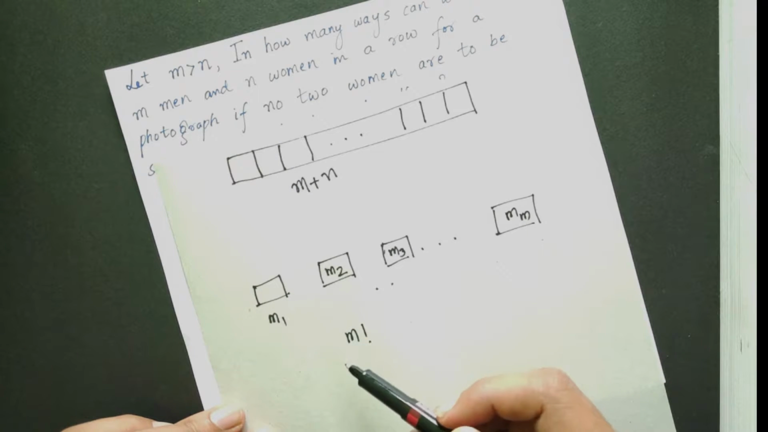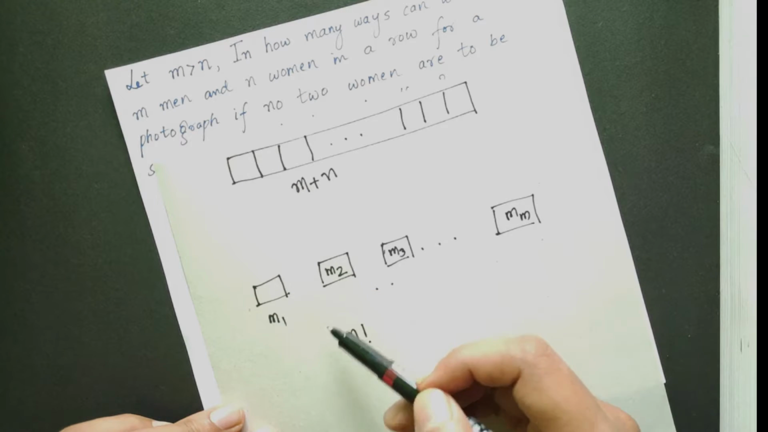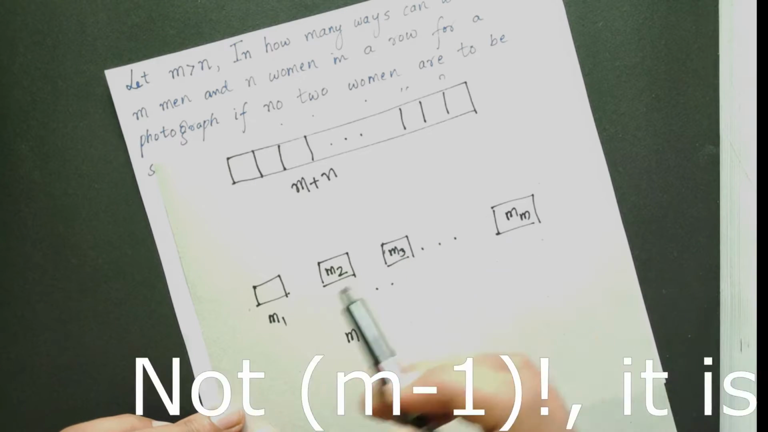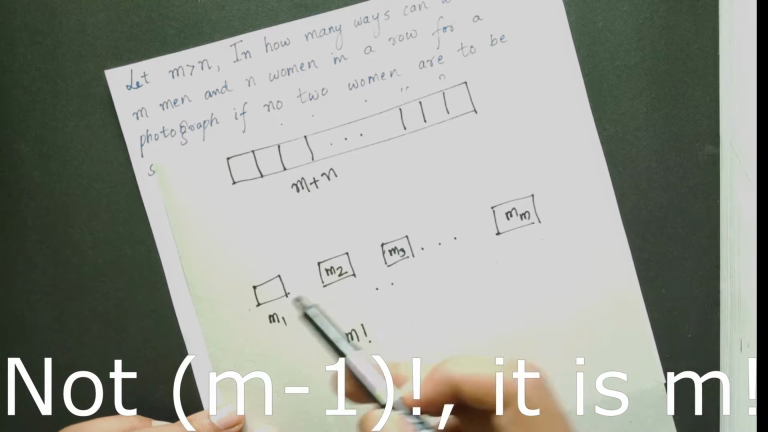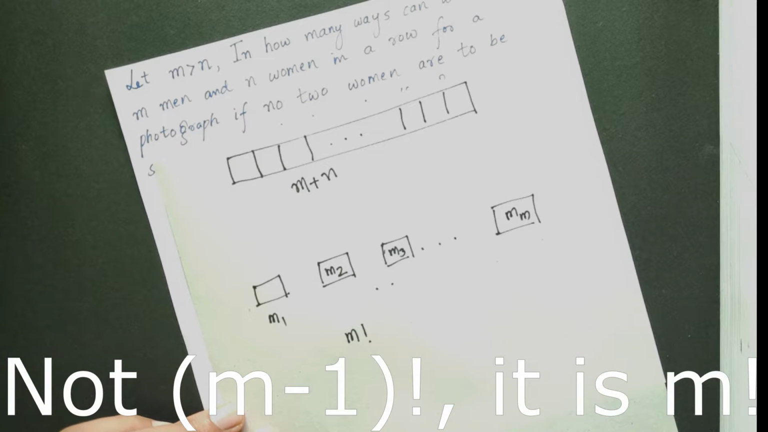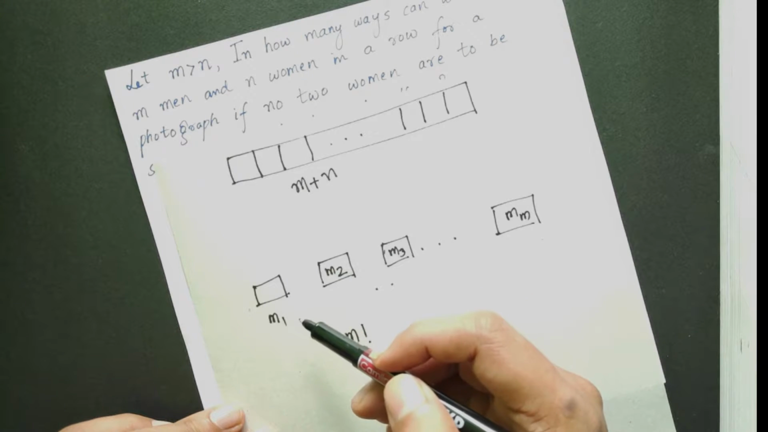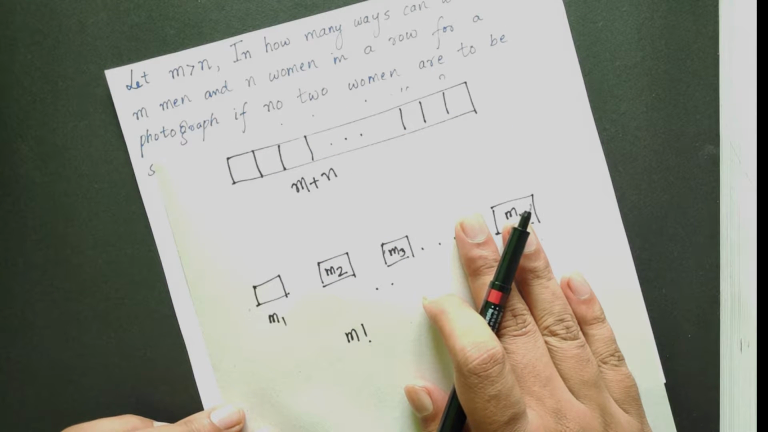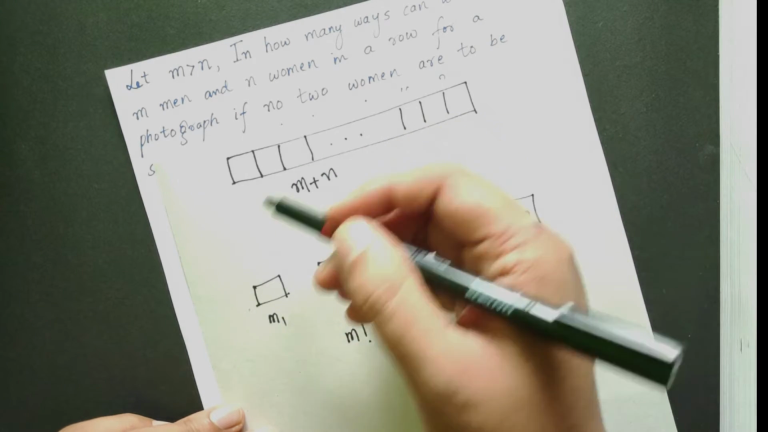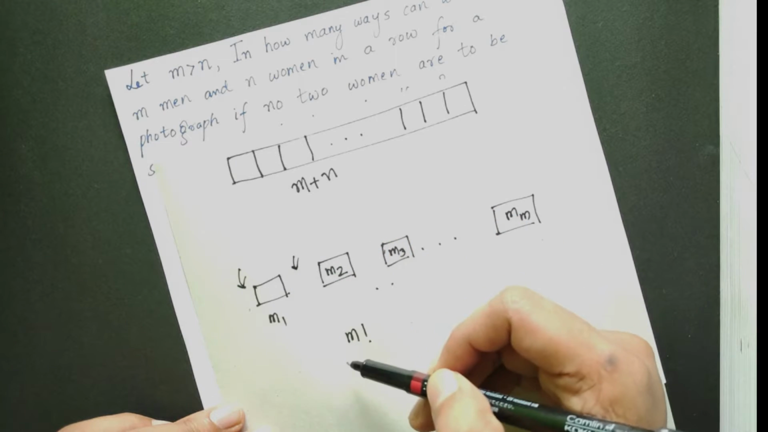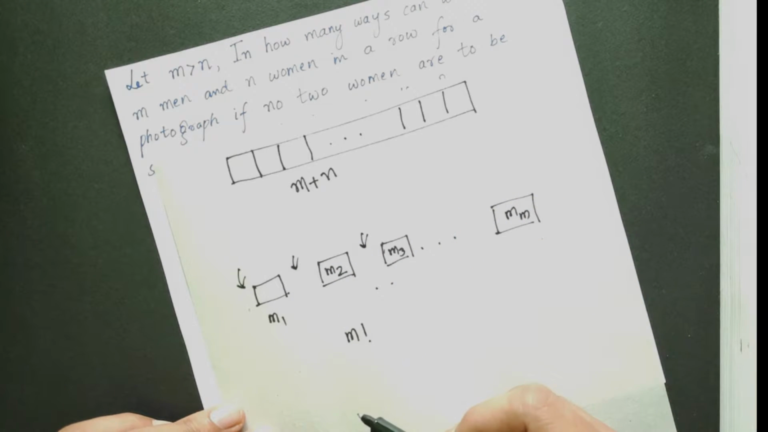The first position can be occupied by any of the m men. The second position can be occupied by any of the remaining m minus 1 men. So there are m factorial ways of sitting. Let us keep that in the background, and let us see how many positions are left for the n women. See, the first woman can come and sit here, or if she wishes, she can come and sit here, or here.